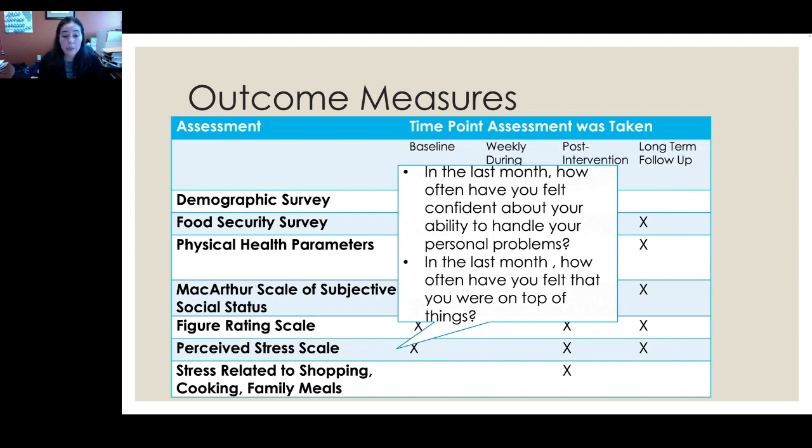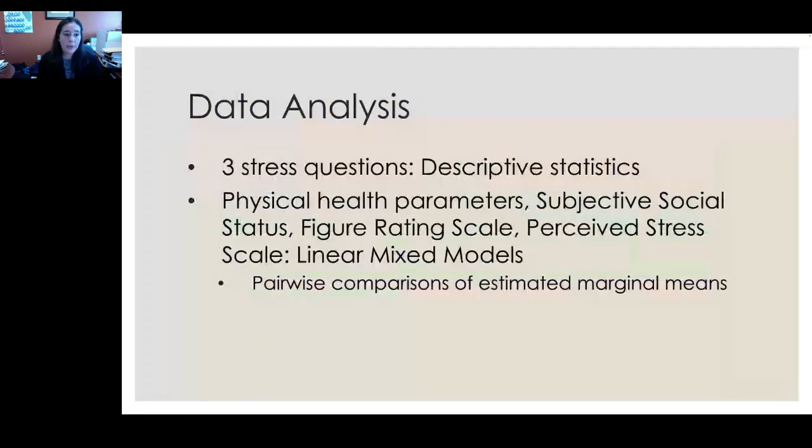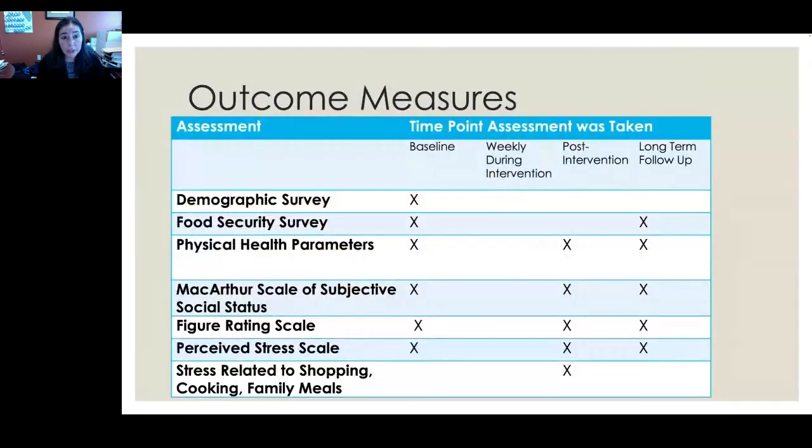And the Cohen scale was used at all 3 time points. And lastly, the research team developed 3 questions related to stress for shopping, cooking, and family meals. So the questions were: what effect, if any, did the meal kits have on stress related to shopping for food, cooking, meals, and eating together as a family?